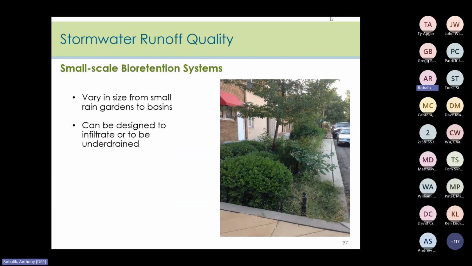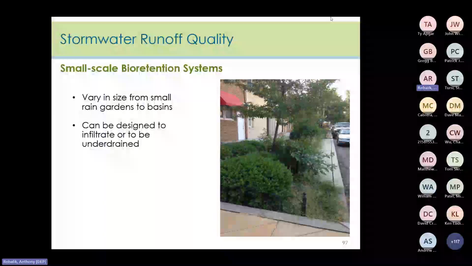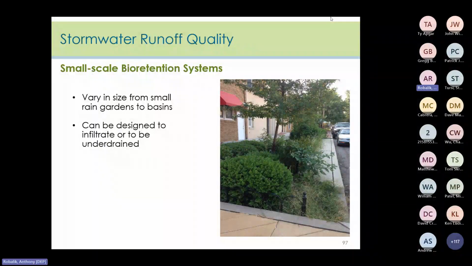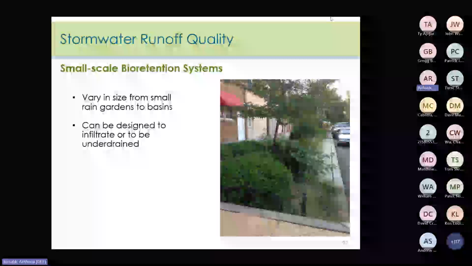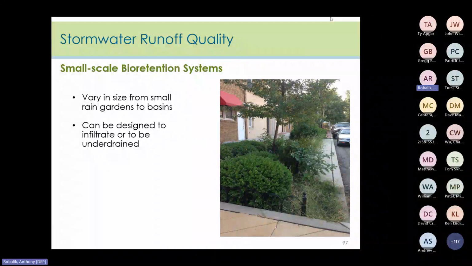Small-scale bioretention systems can be a practical BMP to implement in urban areas. Rain gardens are a type of small-scale bioretention system and are encouraged under the new rules. There are even types with underdrains to help facilitate drainage. And this is just an image of a small-scale bioretention basin implemented within an urban environment.